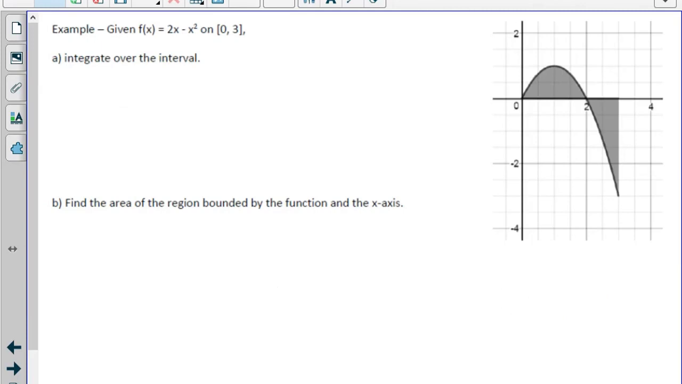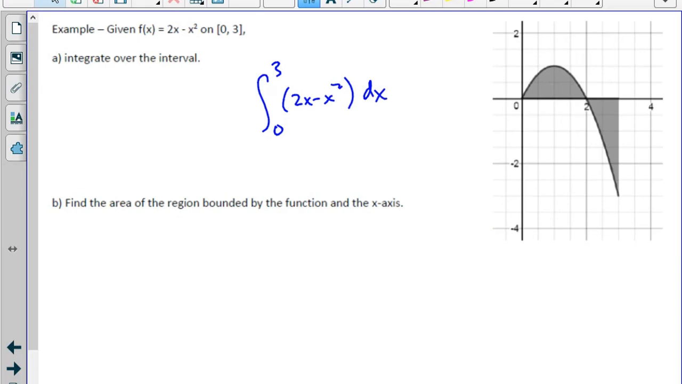Example 2, given f of x is 2x minus x squared on 0 to 3. First of all, we're going to integrate over the interval 0 to 3. So we're going to do the integral from 0 to 3 of 2x minus x squared dx. What that is doing is finding some antiderivative and then substituting in 3 and 0, and that's essentially finding this area.